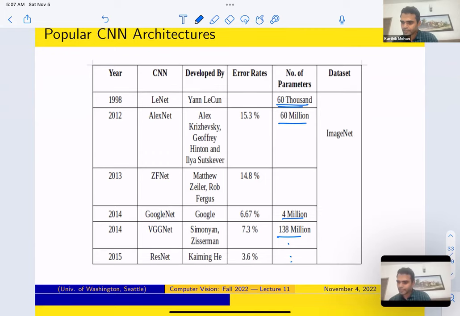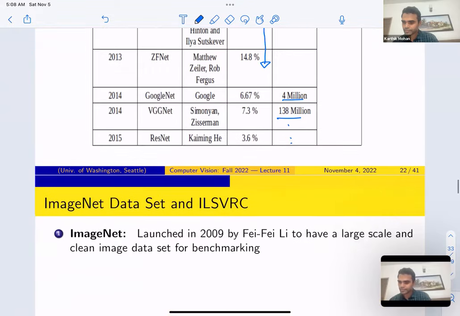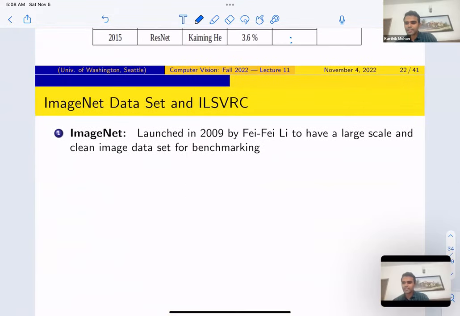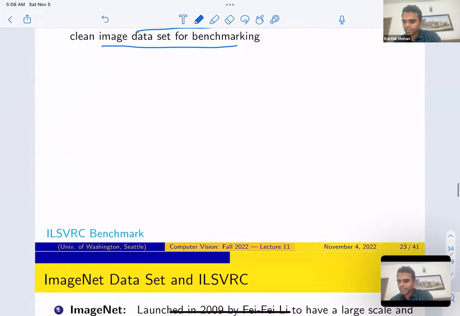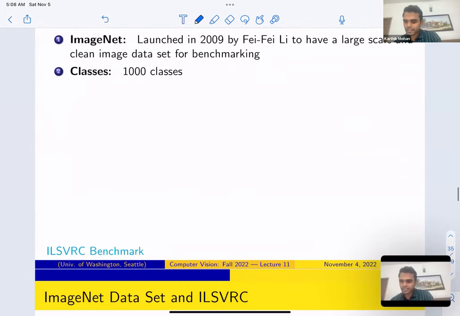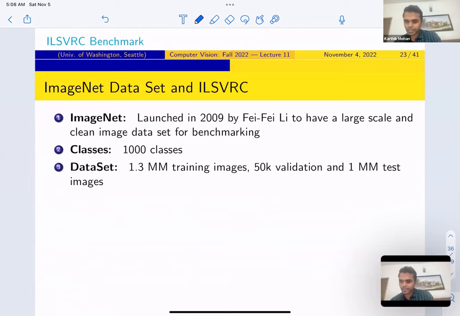And yeah, there's also a column on error rates. So you can see the error rate on the ImageNet data set has been going down through the years as well. So what is the ImageNet data set? It was a data set that was launched in 2009 by Fei-Fei Li, who's another impactful computer scientist who came up with a large-scale and clean image data set for benchmarking. So at that time, there was no real good benchmarking. It has 1,000 classes, so you can predict from 1,000 different classes. It has 1.3 million training images, 50K validation, and 1 million test images.